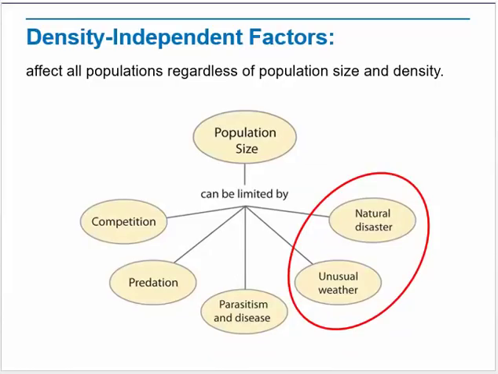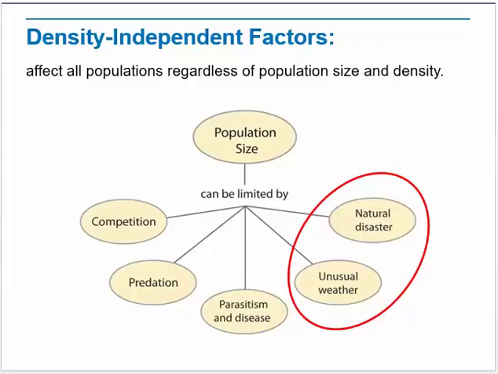And then finally we come to density independent factors. The two really good examples of density independent factors would be unusual weather and natural disaster. These are going to affect all populations regardless of the population's size or density. And that's why they're called density independent factors. Environmental change, like maybe hurricanes, droughts, floods, natural disasters like wildfires, can act as density independent limiting factors.